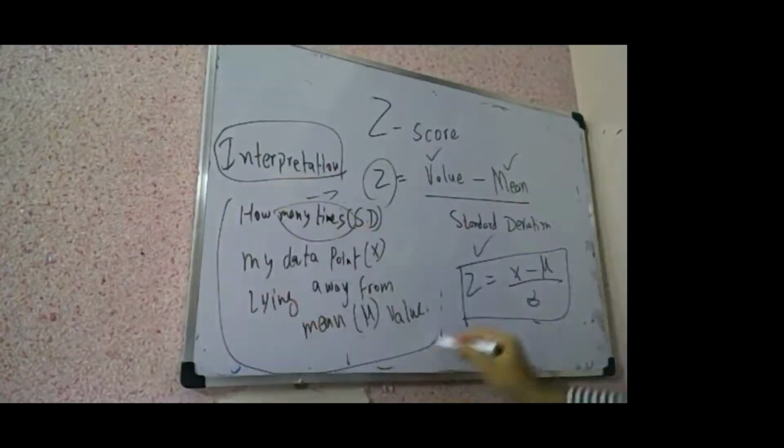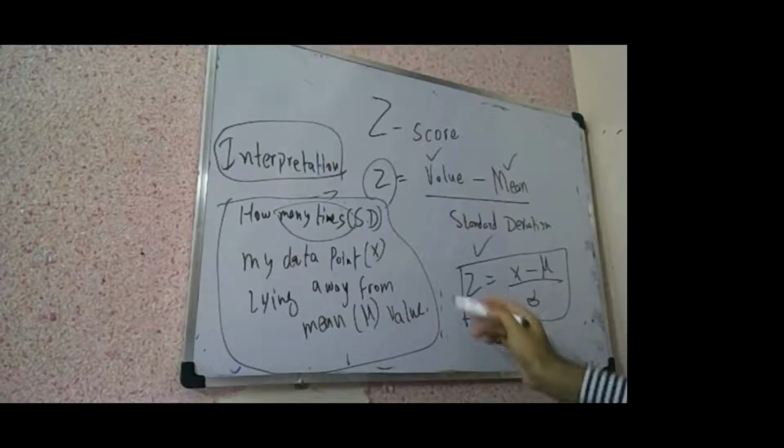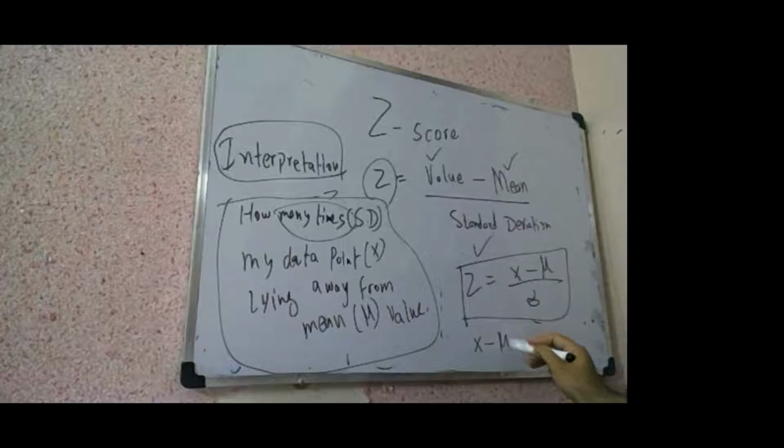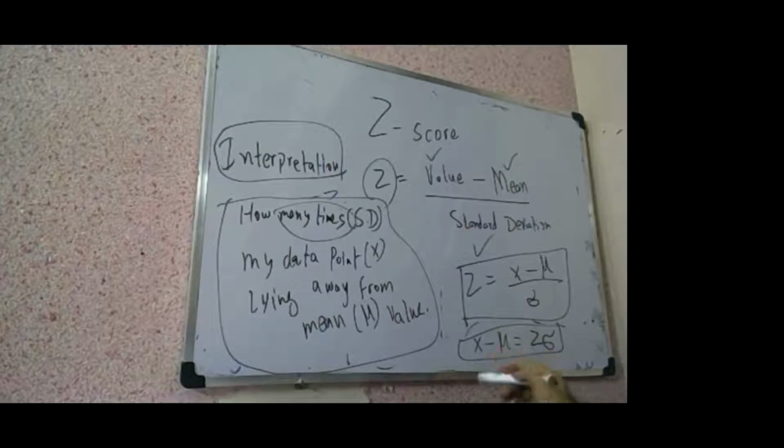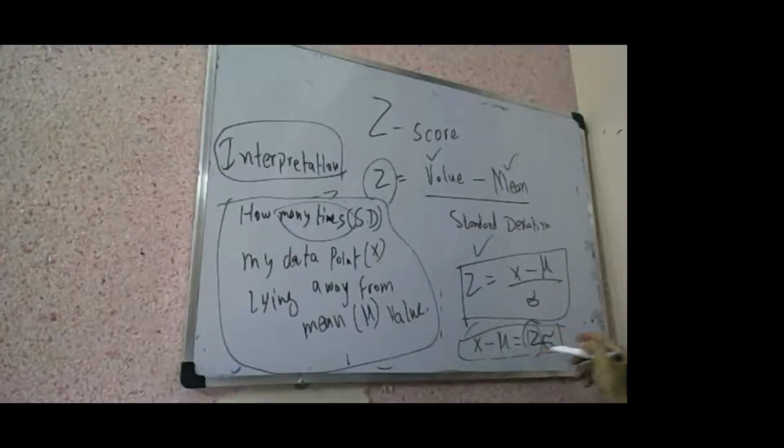Do you understand this? So z tells us how many times the standard deviation my point, which is x, x1 here in this case, is lying away from mu. How? You can simply say that if I take sigma there, x minus mu is equal to z sigma, right? So what is x minus mu? My data point's distance away, this is the difference, right? So my data point's distance from the mean value is equal to how many times sigma. So z is showing the times, the number of standard deviations. Do you understand?